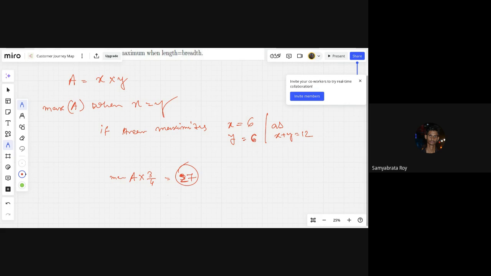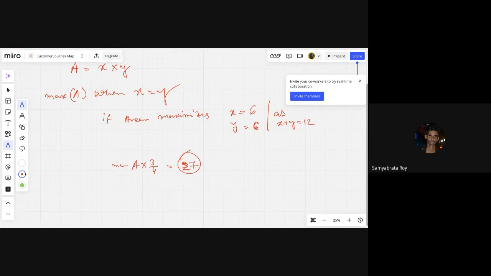Okay, let me check that. x into y, 9 and 3. Yeah, that could be a possible value. Any different another choice? 9 and 3. So we have two constraints, right? That x into y must be greater than or equal to 27 and x plus y is 12. So any another choice we have?